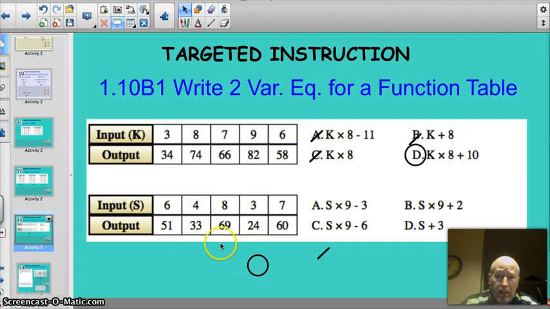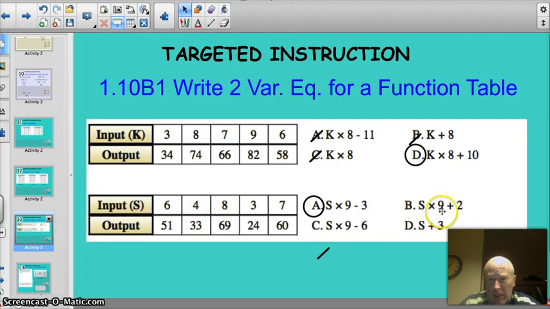All right, we'll try it here then too. 6 to 51, again, there's a pretty big spread here, and I don't get it right away, so I'm just going to try the answers. Let's pop 6 in. 6 times 9 is 54, minus 3, that's 51. It looks like that one's correct, but I'm going to go check the rest of them.